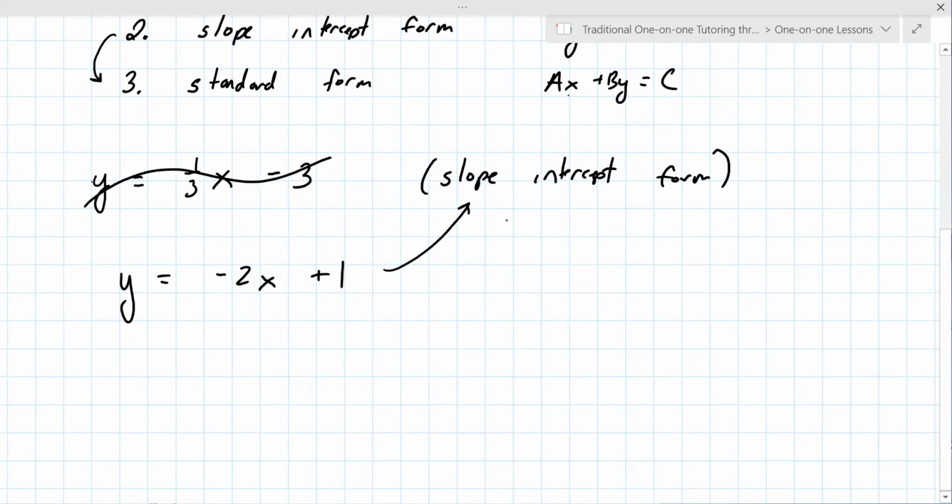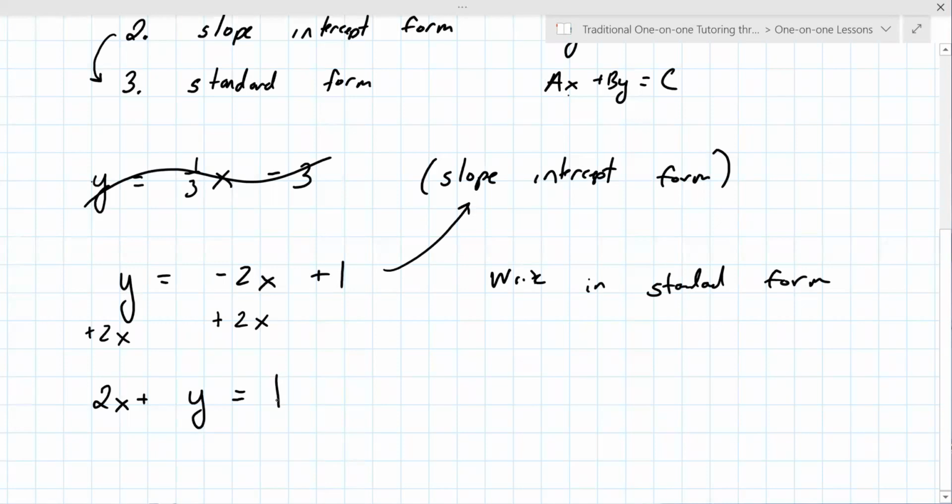So to put it into standard form, the instructions would say something like write in standard form. To do that, x and y have to be on the same side of the equation. So you have to move this to the left side of the equation. You have to add 2x to both sides of the equation. So this is 2x plus y equals 1. Do you follow that?